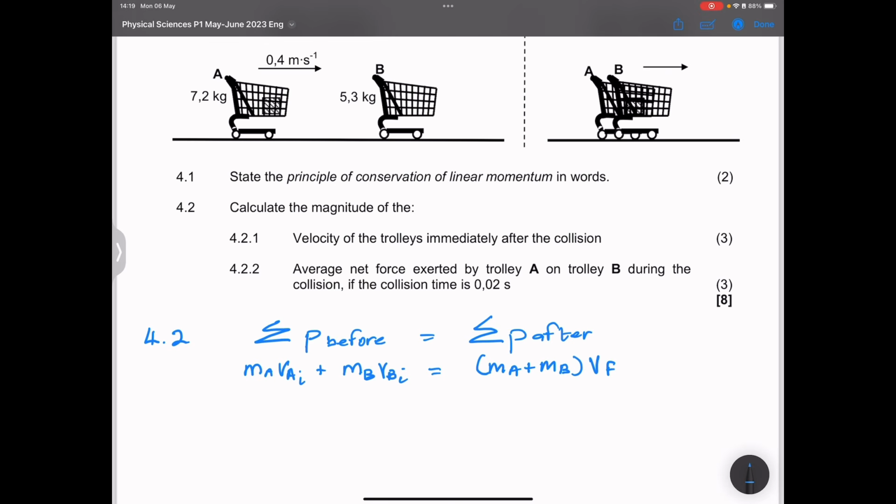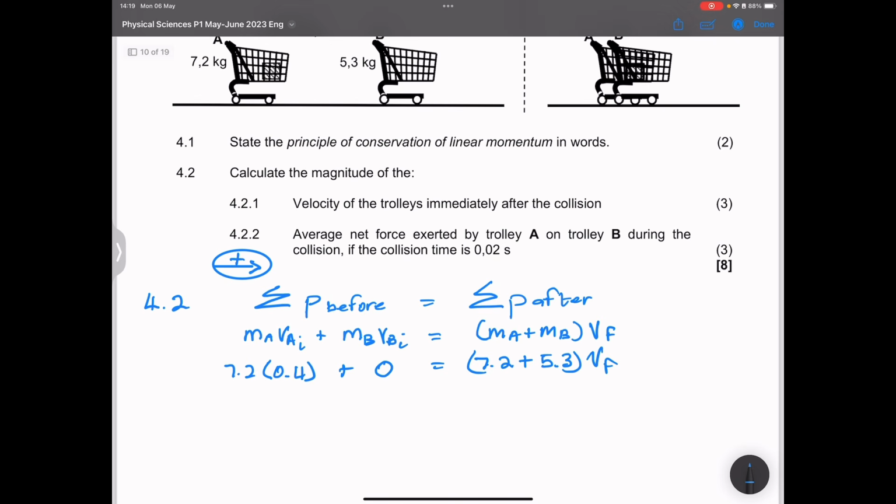Now let's substitute the masses. That's 7.2. So I'm going to consider direction to the right as positive. So please always keep that in mind to choose a direction as positive. So that's 7.2 times 0.4, right? Plus this is going to be 0. And this is going to be 7.2 plus 5.3. And we're looking for that final velocity.